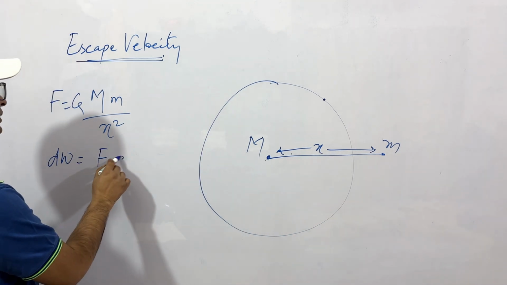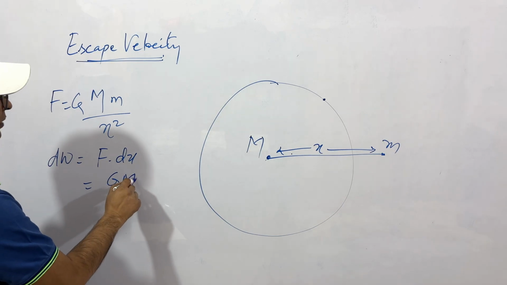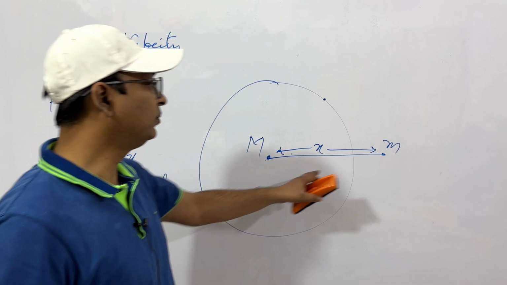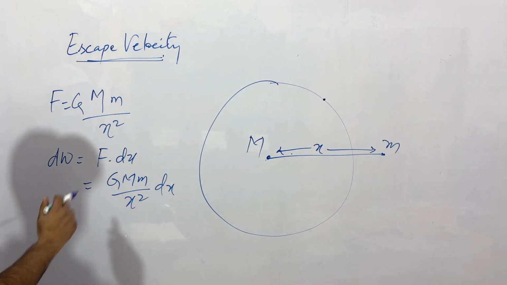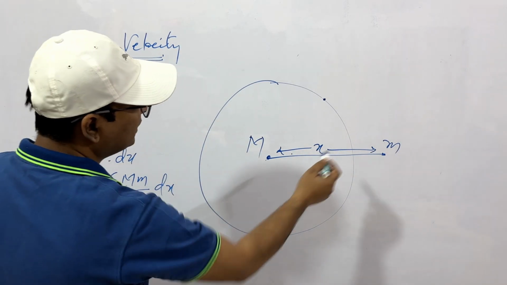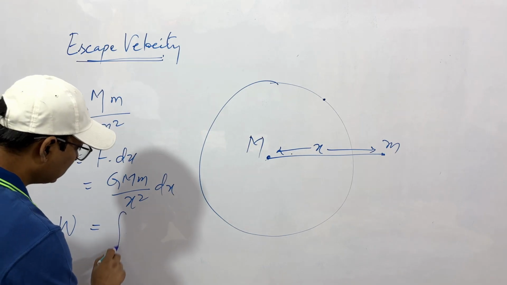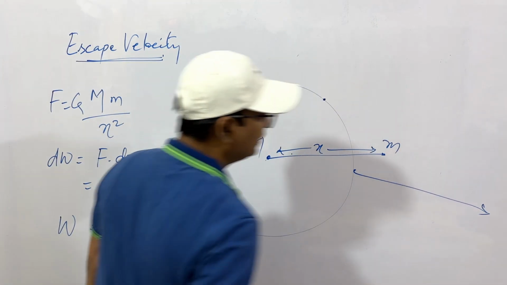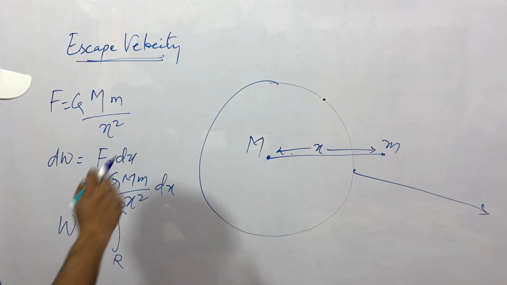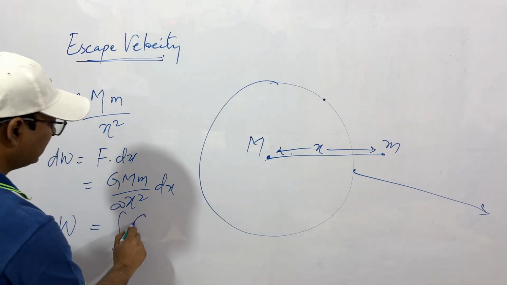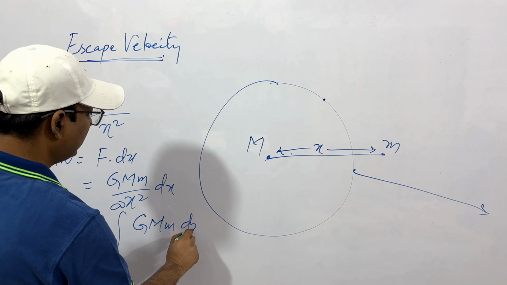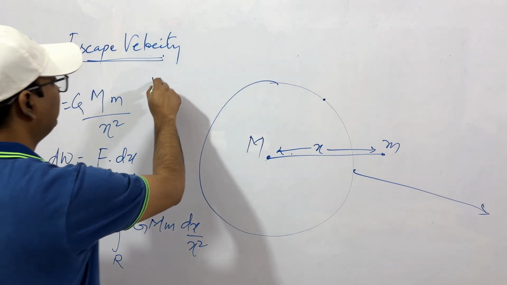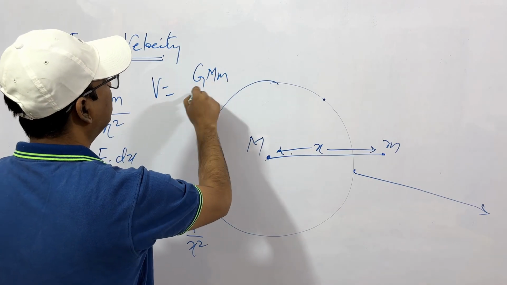Now what will be the work done in displacing this body by a small distance dx? You know it is F dx. So we have GMm by x square dx. This is the work done in displacing this body by a small distance dx. So the work done in displacing this body from the surface of Earth, that is from r to infinity, is the potential energy. So from r to infinity, GMm dx by x square. You know it is x to the power minus 1 by minus 1. You put the value and you will get W is equal to GMm by r.